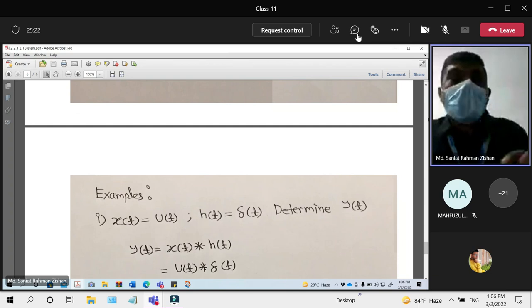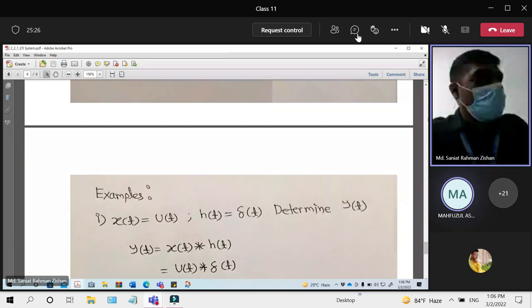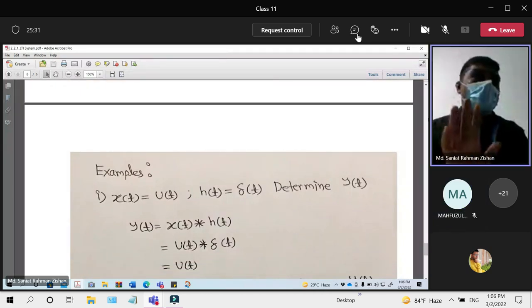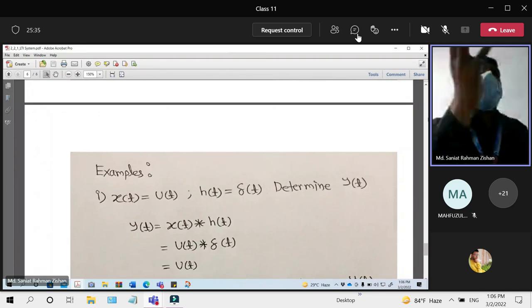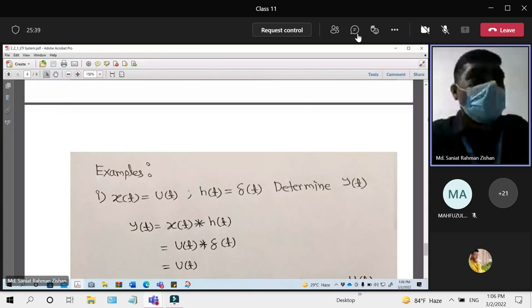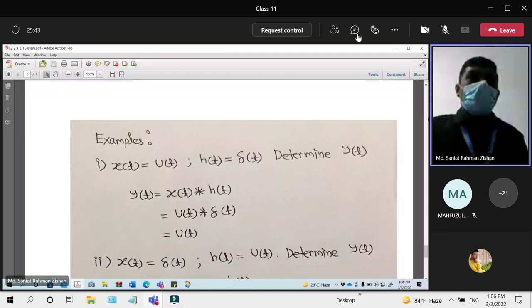So can you please tell me directly what is the answer? The answer will be u(t). Is it okay? Why? Because u(t) convolution delta(t), any signal convolution delta(t) equals that signal. That is the conclusion.